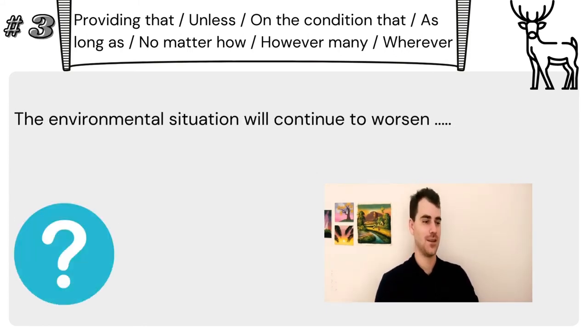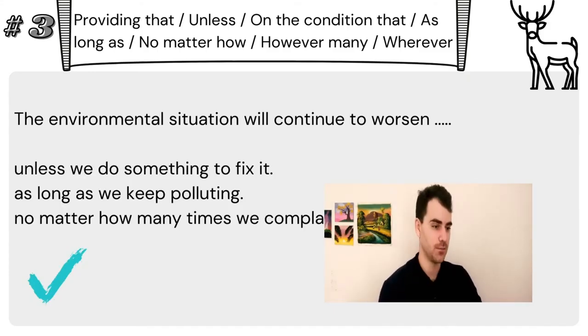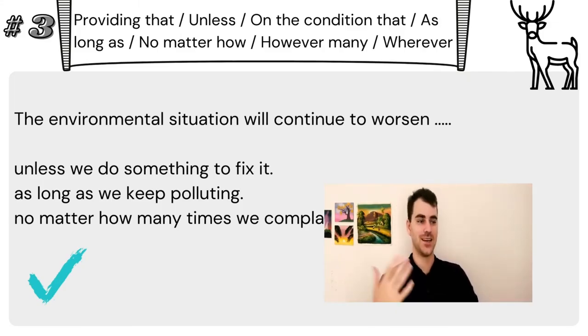Number 3, the environmental situation will continue to worsen. Answer in 3, 2, 1. Unless we do something to fix it. As long as we keep polluting, no matter how many times we complain. You can do other answers too. That's the thing. I love this because it allows you to be creative. There's so many different opportunities to finish the sentence. That's great.